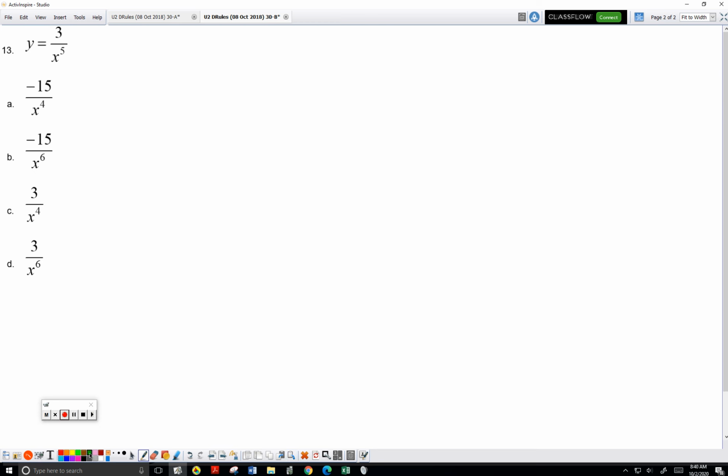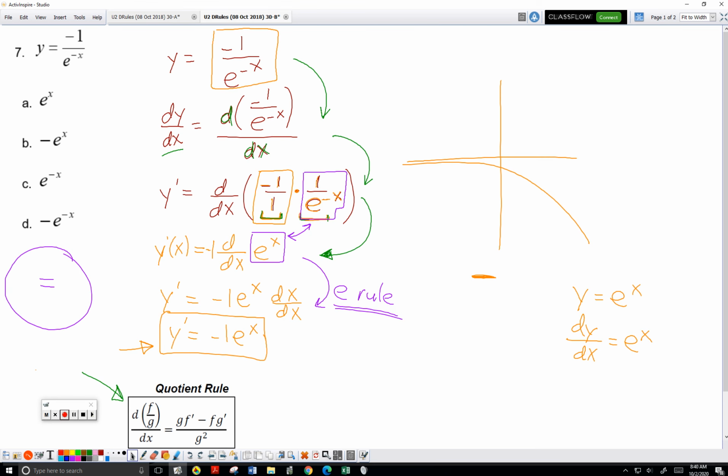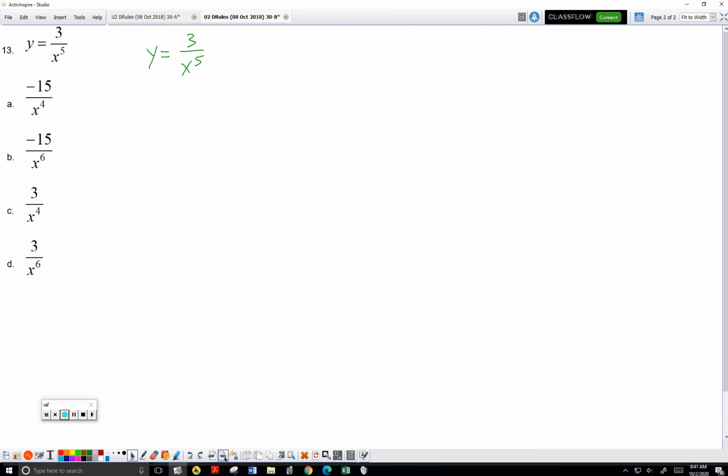Okay, so first line, of course, is copy the problem down. Let's copy the rule from here. We brought it with us, so might as well make a copy of it. So there's the quotient rule. So now I'm going to take the derivative of both sides, so we get dy dx to equal d over dx.